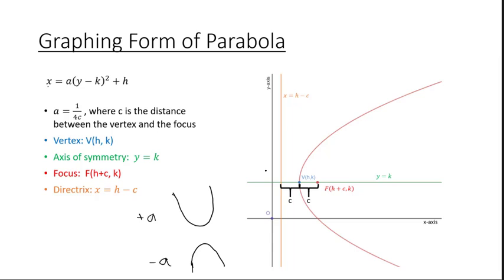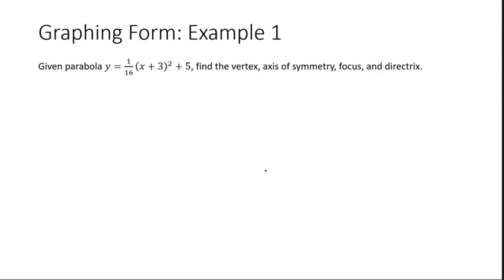So using these relationships, we want to get some practice with this. And here we're given the parabola y equals 1 over 16 times (x plus 3) squared plus 5. And we're to find the vertex, axis of symmetry, focus, and directrix. Now first off, it's y equals, so it's going to be opening either up or down in the y direction, because the y is first. And then 1 over 16, that's a positive number, so it's going to be opening in the positive direction for y, which would be facing up.